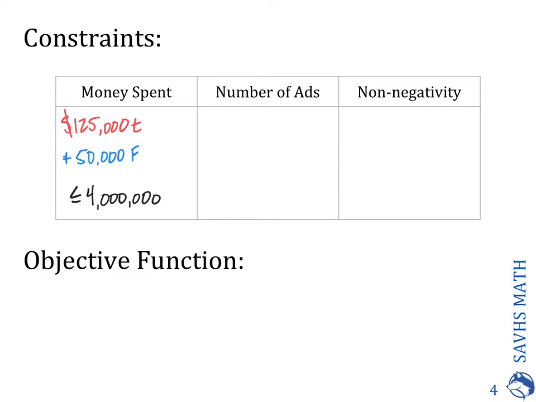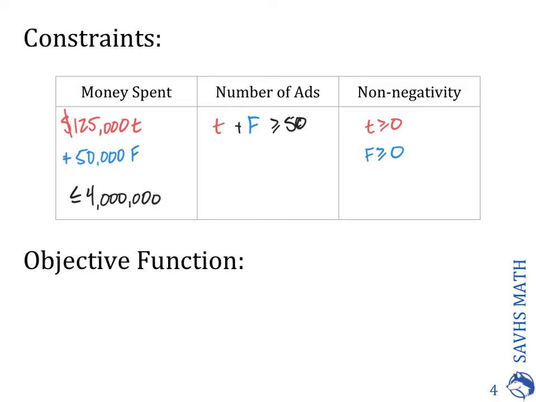Between the TV ads and the Facebook ads together, if you count them up, we want to be greater than or equal to 50, because we want to have a bunch of different types of ads. And then the reality is, you can't run a negative number of ads of either kind. So T has to be greater than or equal to 0, and F has to be greater than or equal to 0.